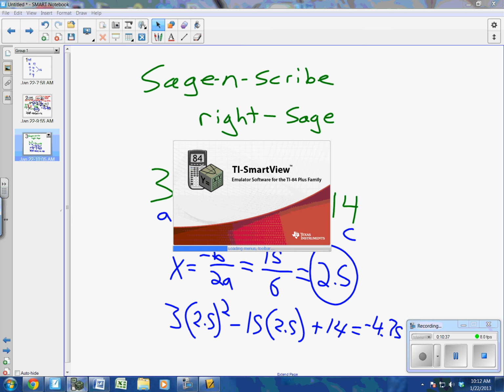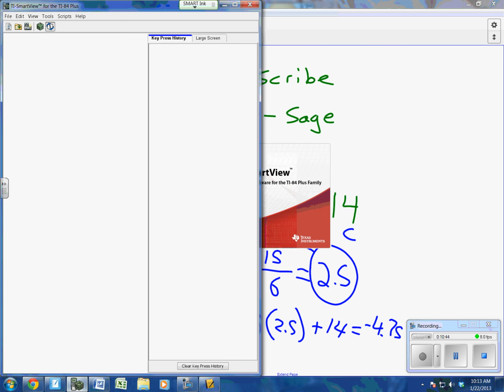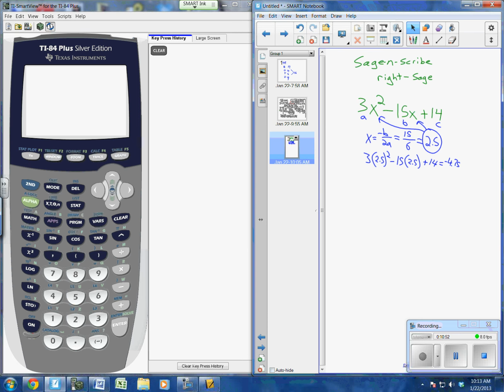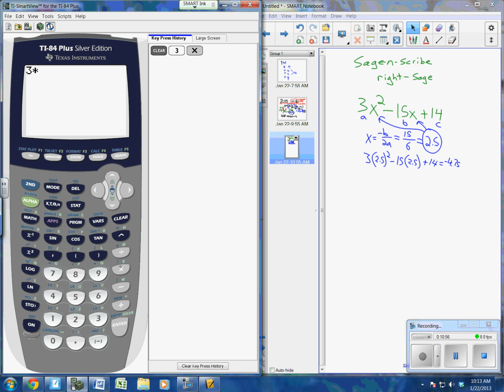How many of you guys were having trouble putting it in your calculator and getting the answer? Okay, I'm going to type it in mine right now and see if I can help you out. Just a second. So we have 3 times 2.5, or you can put it in parentheses, it doesn't matter. Squared, because it will only square the 2.5, not the 3. Right here, Lexi. And then minus 15 times 2.5. And then what was that last thing? Plus 14. I hit enter, and I get negative 4.75. So that is the correct answer for those of you who got negative 4.75.